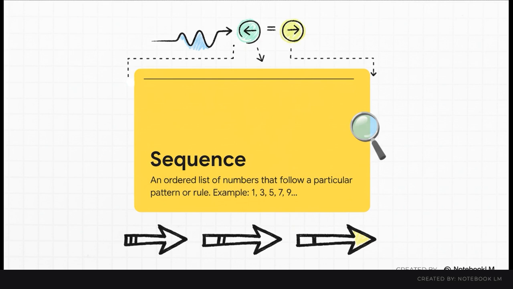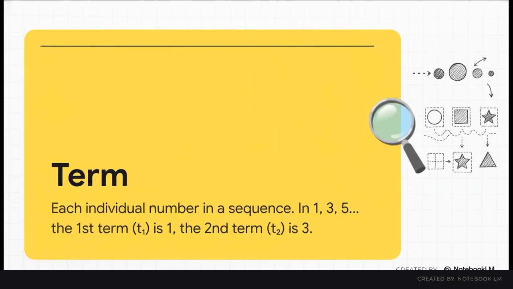Take these odd numbers for example. 1, 3, 5, 7, 9. The rule is simple. Add 2 to get to the next one. Word number 2 is term. And this one is super easy. A term is just any single number in our sequence. So in our list, 1 is the first term, 3 is the second term, and it goes on like that. We even have a little code for it. We use T and a small number at the bottom to show its place, like T1 for the first term.